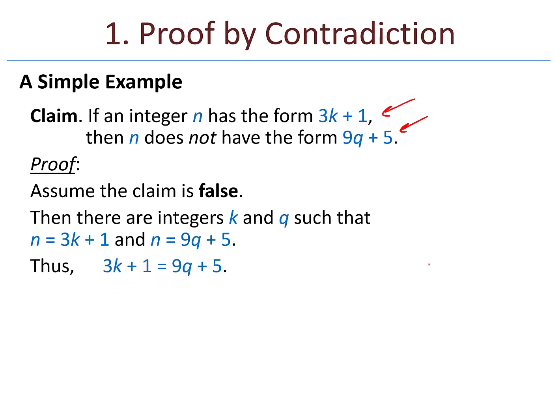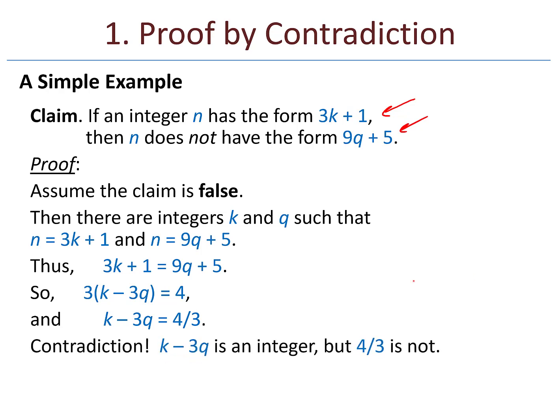So if that's the case, then I can set those equal to each other. 3k plus 1 equals 9q plus 5. Let's move the variables to the left and move the numbers to the right. I can factor a 3 out of the left, and I get 3 times (k minus 3q) equals 4. Divide both sides by 3. And now something really strange is happening at this equality. Do you see what the problem is?